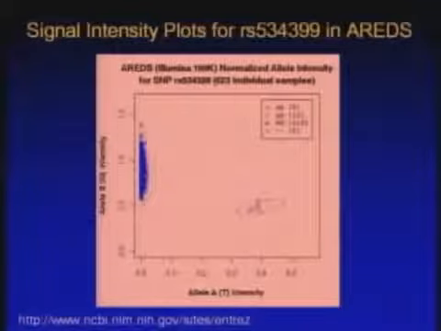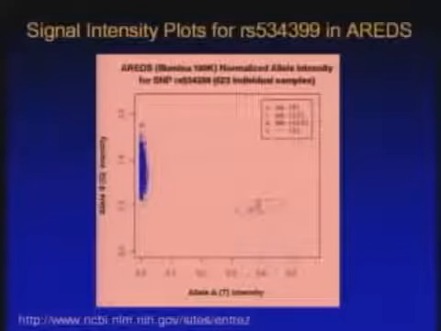Here is a little bit tougher one. There were no homozygotes, so this is a rare allele. So there are no AA homozygotes, but there is a heterozygote cluster, and there's a homozygote cluster for the common allele, and again, no calls.